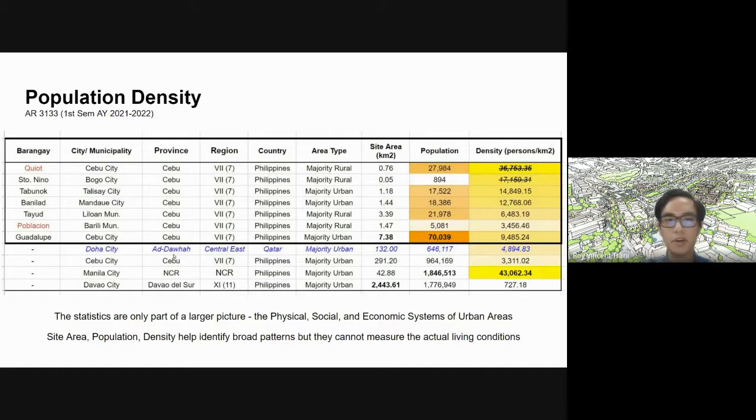We have Doha City, just because we have that one student from Doha, and comparing that with the population of the three big cities in the Philippines, Cebu, Manila, and Davao. So Manila has the highest density, also because of the highest population in the whole Philippines, while I think Davao City has one of the higher site areas at 2,400 square kilometers.